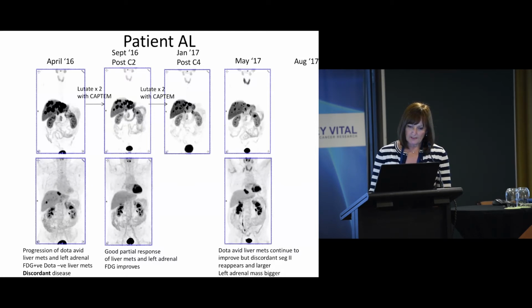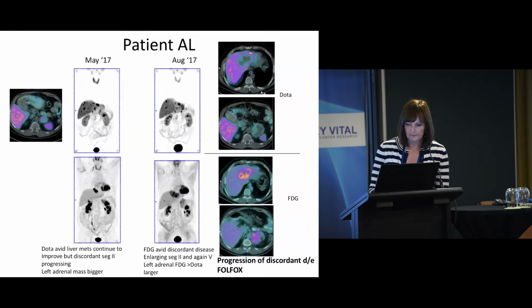Behind all of this is the adrenal lesion, which is responding, but I'll get more to that in a moment. So the patient was observed, this lesion in segment 2 got bigger. Here it is on the FDG. It's clearly discordant by comparison with the dotatate imaging. The adrenal mass is also bigger, FDG avid. It's got no dotatate avidity to allow us to treat with lutate again, and the patient was put onto FOLFOX.